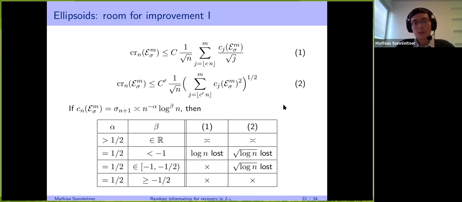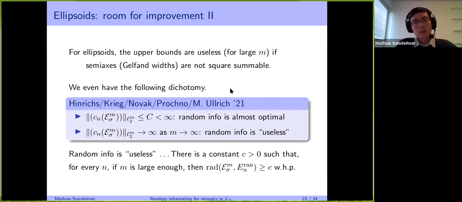So what can we now deduce? What can we expect? We have asymptotic optimality if the Gelfand widths decay fast enough, but what happens in the critical case? Just to summarize here, the Gelfand widths are not square summable. And then the upper bounds do not yield anything, because we took the L2 norm of the tail of the Gelfand widths. And this is understood in this sense.